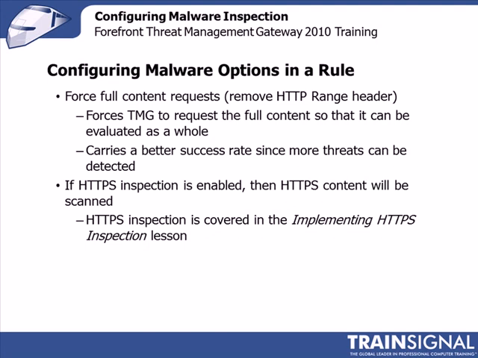Think about the fact that you could split, for example, a virus signature in half by looking at content in a split way. By making sure that you're scanning the entire contents of a file rather than just pieces of it, you can avoid that kind of problem. When it comes to malware options, if HTTPS inspection is enabled on the Threat Management Gateway server, then HTTPS content will be scanned. We'll be covering HTTPS inspection in the Implementing HTTPS Inspection lesson in this course. Now, I'm going to go over to the Threat Management Gateway server, and we're going to take a look at malware options on a rule.